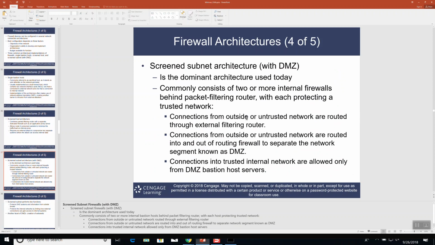Screened subnet architecture with DMZ is a dominant architecture used today. It commonly consists of two or more internal firewalls behind a packet filtering router, with each protecting a trusted network. Connections from the outside or untrusted network are routed through an external filtering router. So you've got your outside of the network. Connections are routed into and out of the routing firewall to a separate network segment known as a DMZ. Connections into trusted internal networks are allowed only from DMZ bastion host servers.